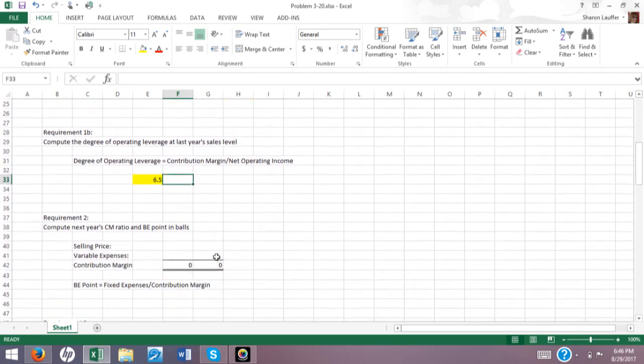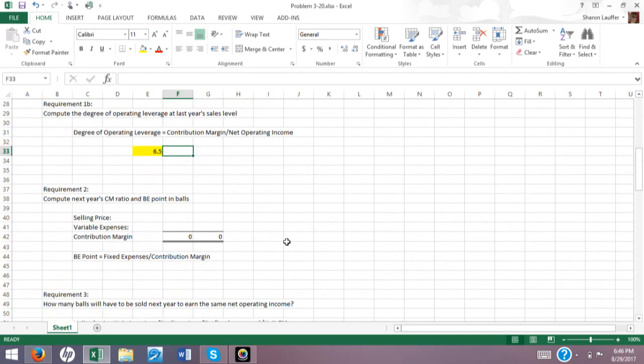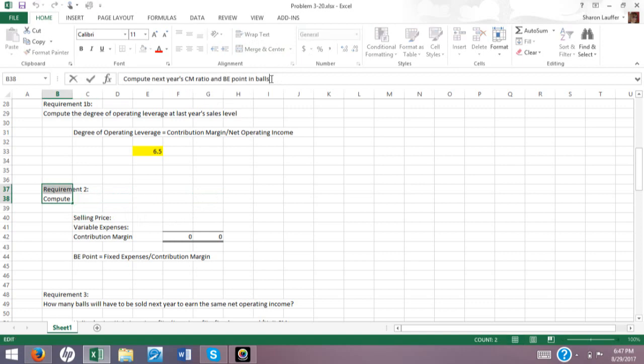All right, we're going to go down to the next one. It says compute next year's contribution margin ratio and break-even point. And actually, I didn't type this in the instructions, which would be helpful information to have. So we're going to assume variable expenses increased by $1.60. All right, now we have all the information we need.